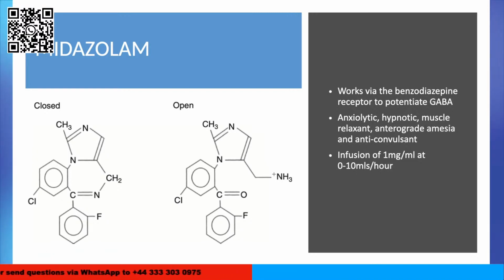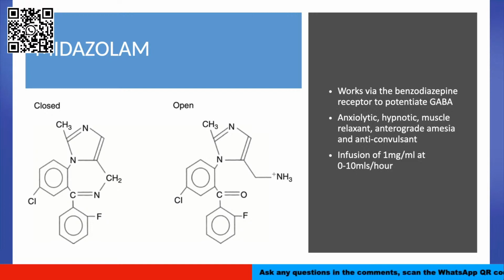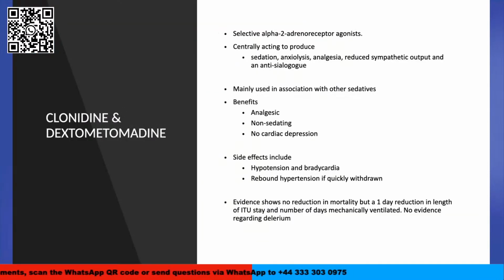It is given as a continuous infusion in a solution of 1 mg per ml and causes hypotension and respiratory depression. It is favoured over some other benzodiazepines such as diazepam due to its fast onset and quick clearance, although of note it does accumulate, especially when used with alfentanil.